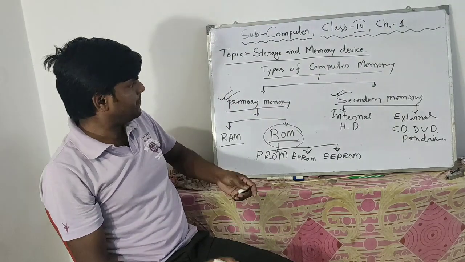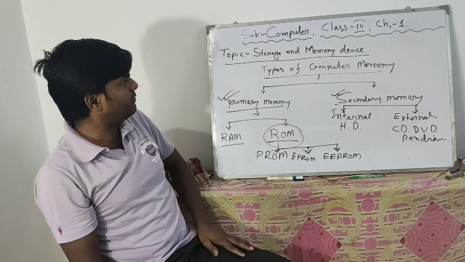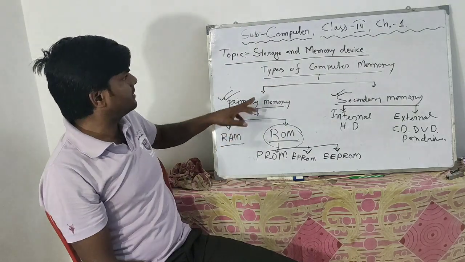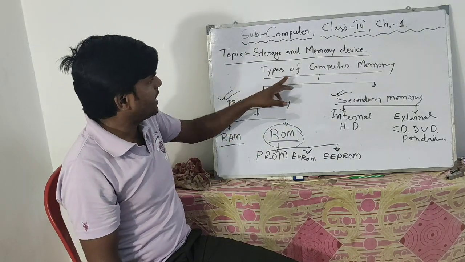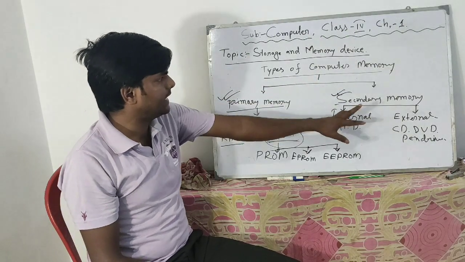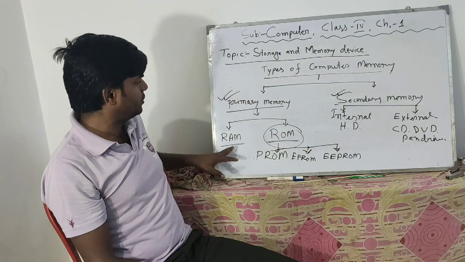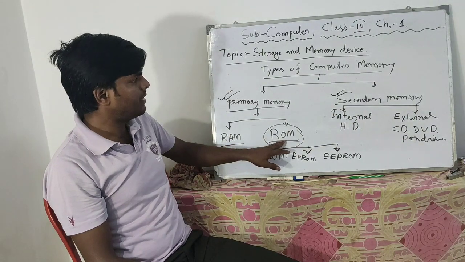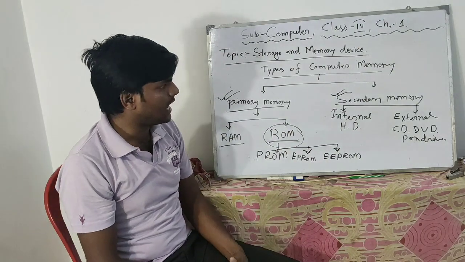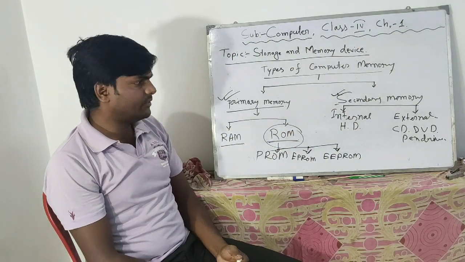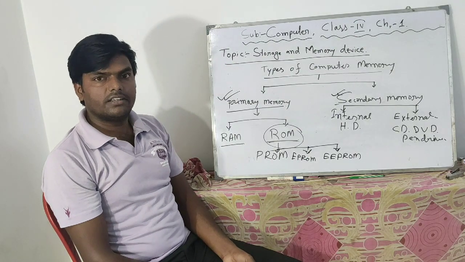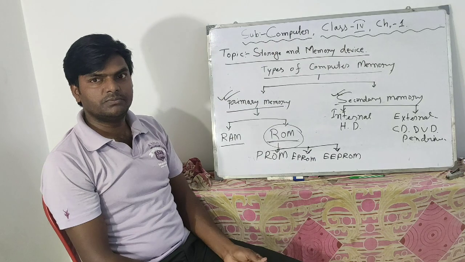So today that much only. I hope all the students understand. Today we discussed the types of computer memory. There are two types, primary memory and secondary memory. Primary memory has two types, RAM and ROM, and secondary memory also has two types, internal storage device and external storage device. I hope all the students understand. Okay, so thank you.